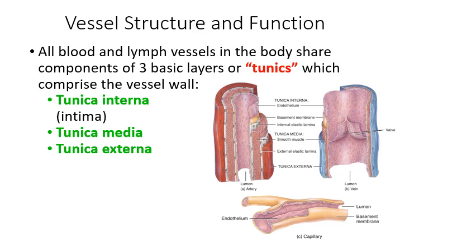Tunica media is basically made of smooth muscle, so this is muscular tissue. This is useful for dilation and constriction of these vessels. And then tunica externa, that's basically a connective tissue covering around the outside of the vessel, helps to anchor it into place in your tissue so it's not moving all around as blood moves through it. So notice those three layers are present on both the artery and the vein, but those three layers are not present on a capillary. So capillaries are your smallest vessels. Capillaries basically just have one layer of endothelium attached to a basement membrane.